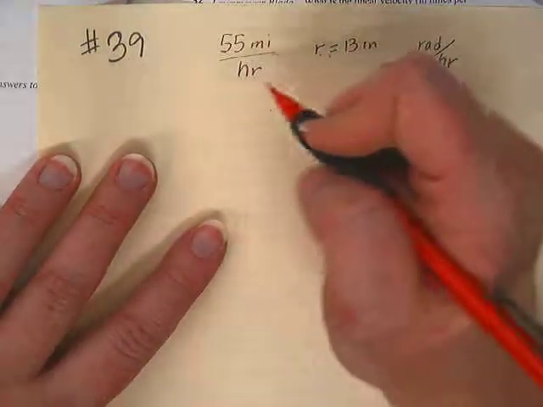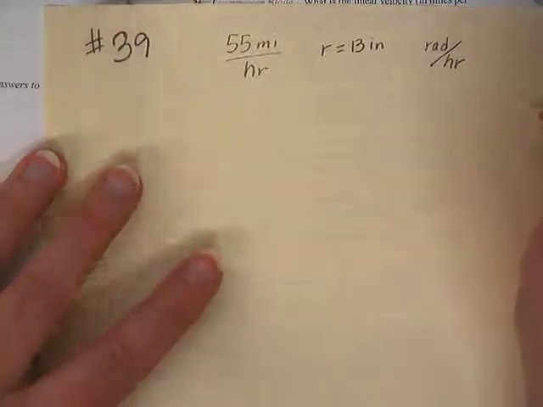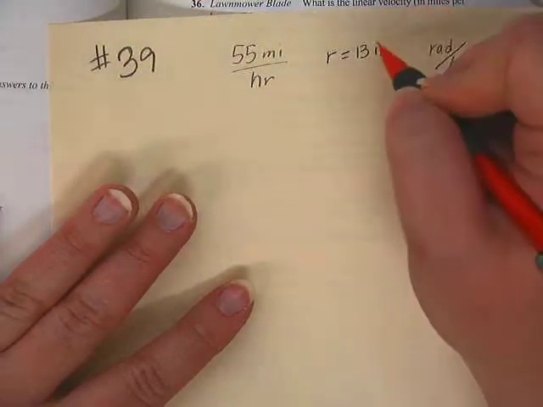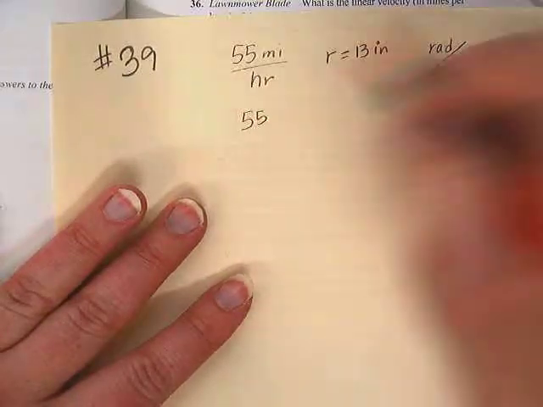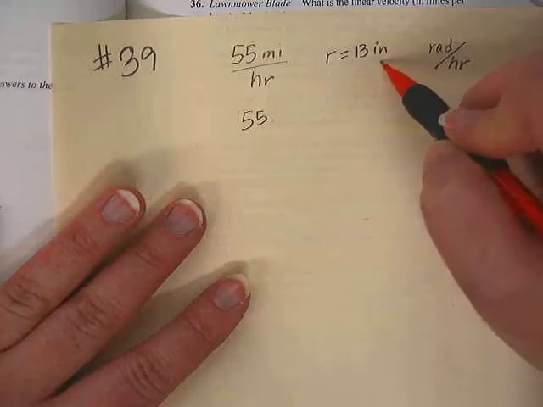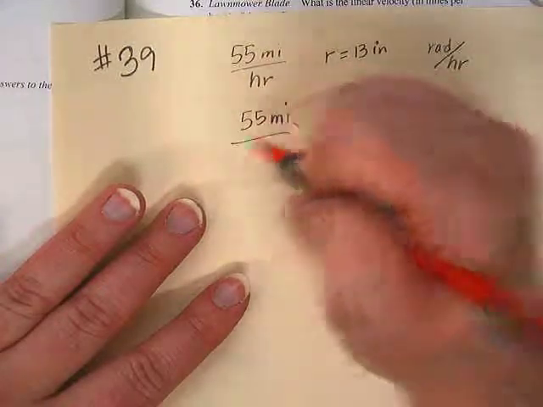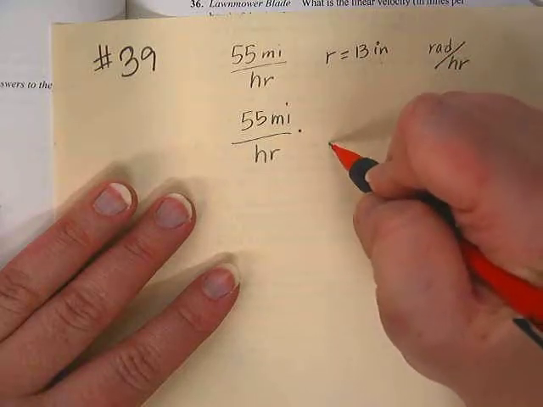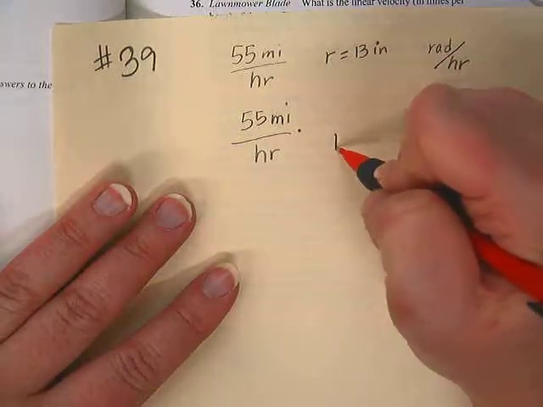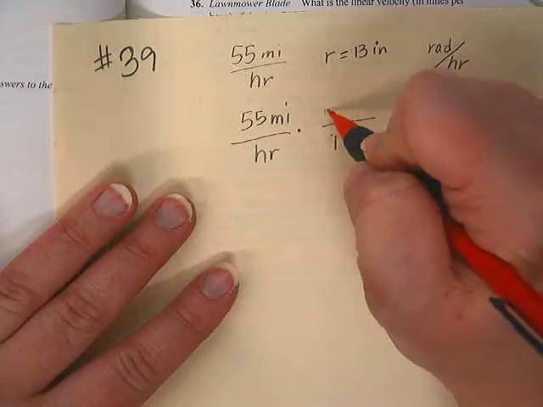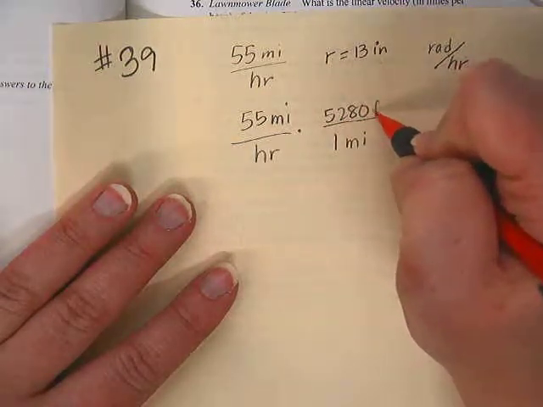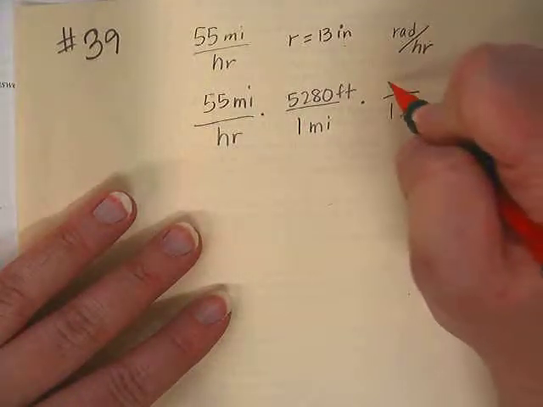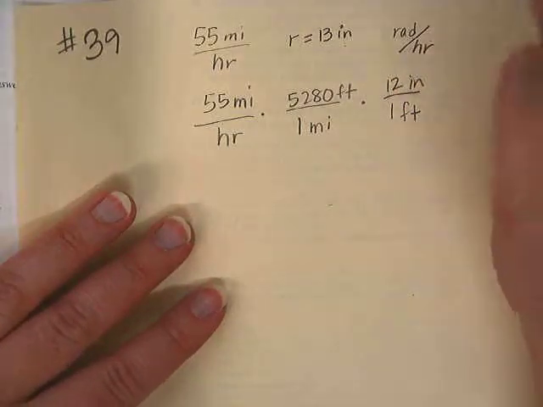So let's see. I like to use conversion factors for these. So I need to change miles to radians. Our radius is in inches, so I probably should start by changing miles to inches, shouldn't I? If I want to get rid of miles, miles is right now on top, so I'd have to put that on the bottom. So 1 mile is equal to 5280 feet, correct? And then 1 foot is equal to 12 inches.